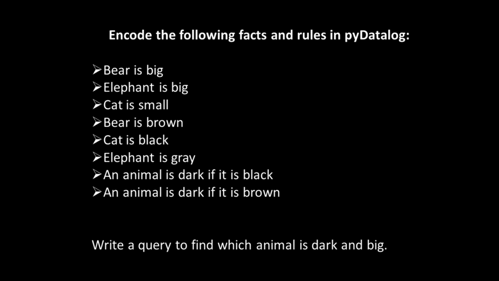So here the problem goes like this. Encode the following facts and rules in pyDatalog. So just take a minute to read the facts and rules in the given screen. And finally, we'll write a query to find which animal is dark and big. So the code goes like this.